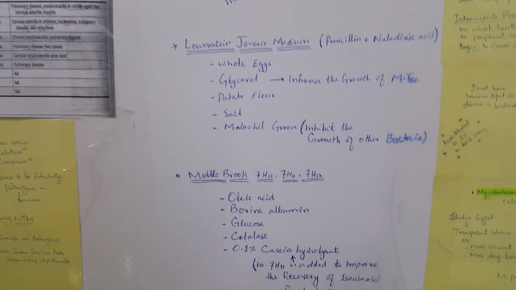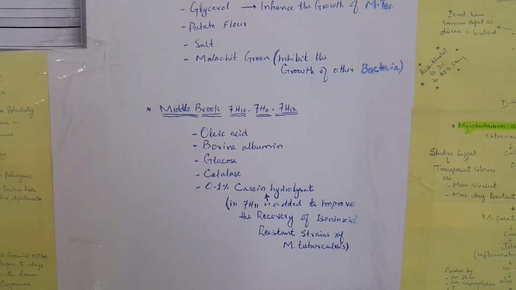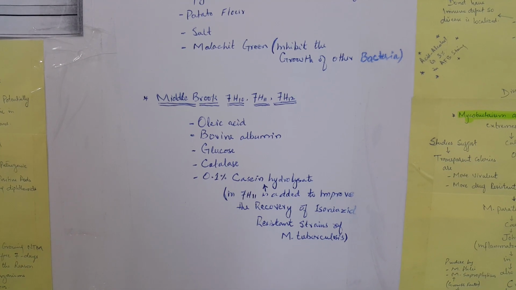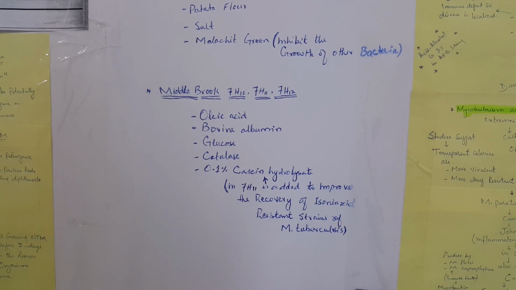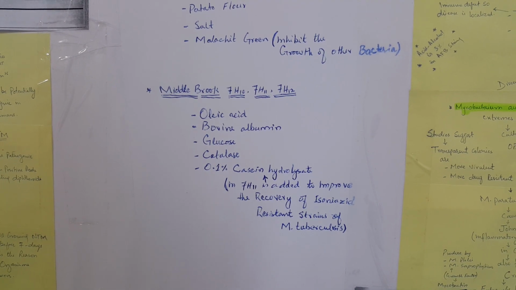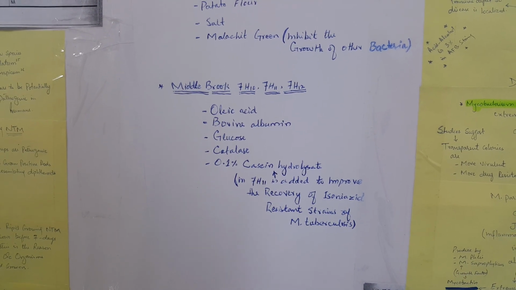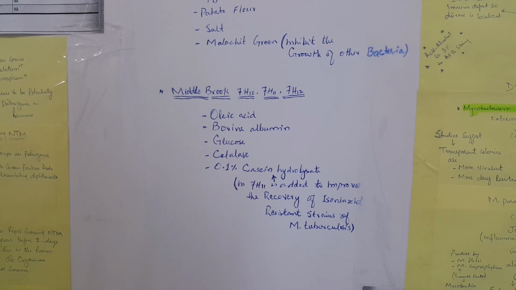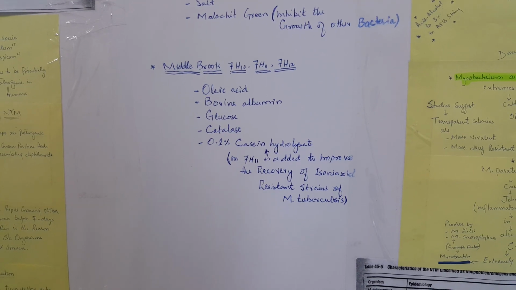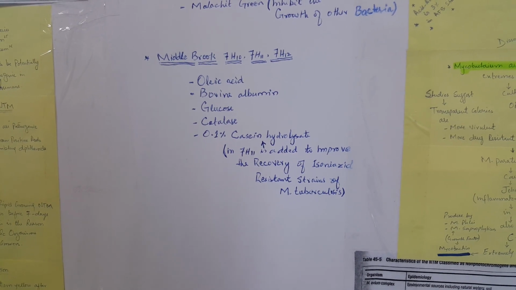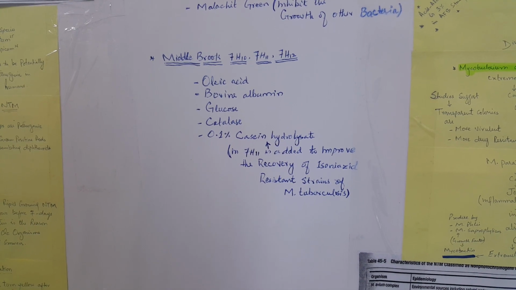Furthermore, other media were introduced with the passage of time. These are specialized media; you can say they are enriched media, because Middlebrook 7H10, 7H11, and 7H12 are available in both broth form as well as agar form. These media contain oleic acid, bovine albumin, glucose, catalase, and, in 7H11, 1% casein hydrolysate, which is added to improve the recovery of isoniazid-resistant strains of M. tuberculosis.